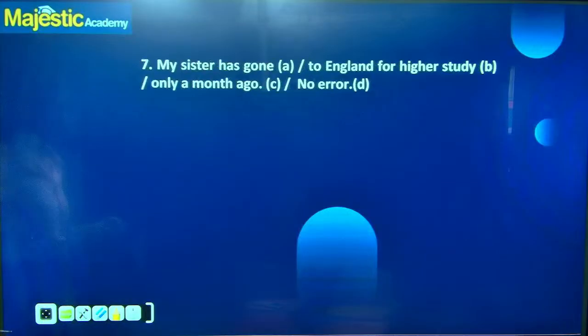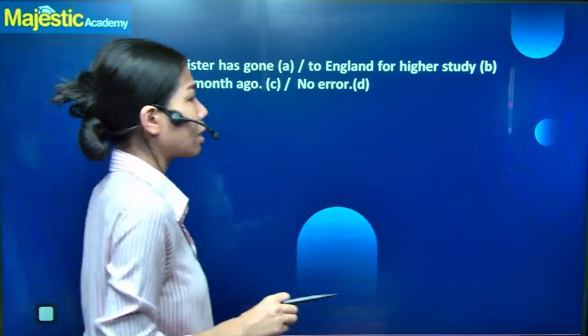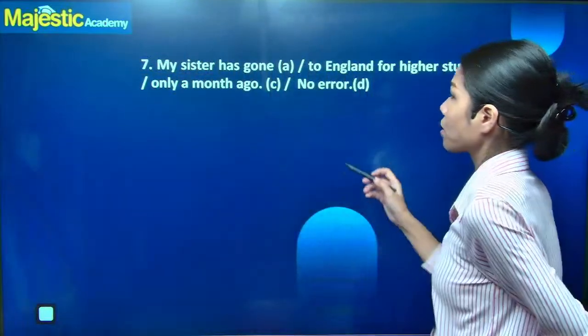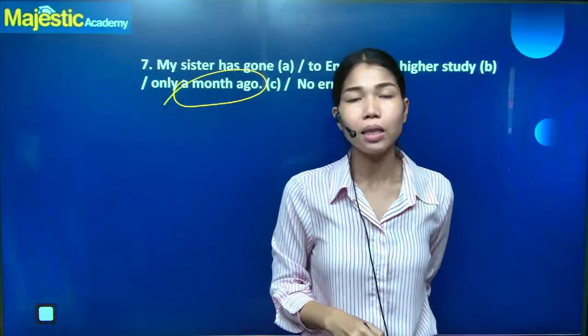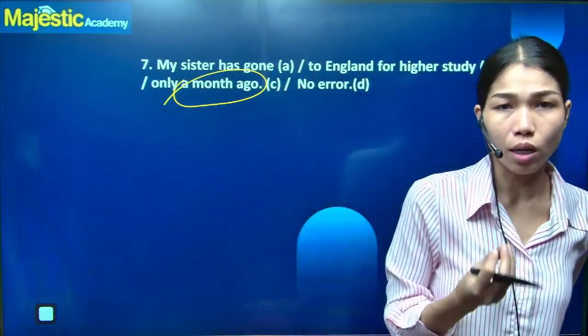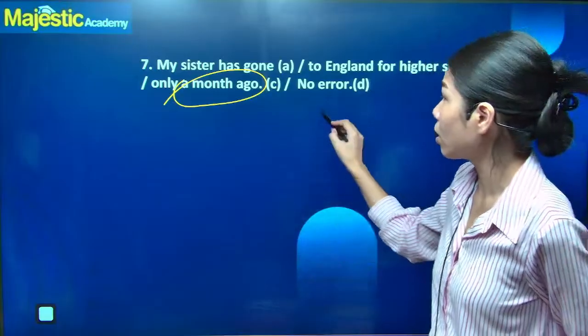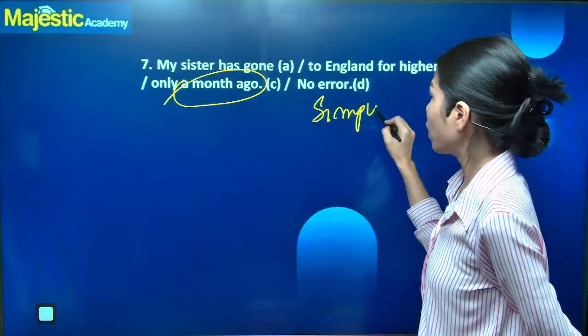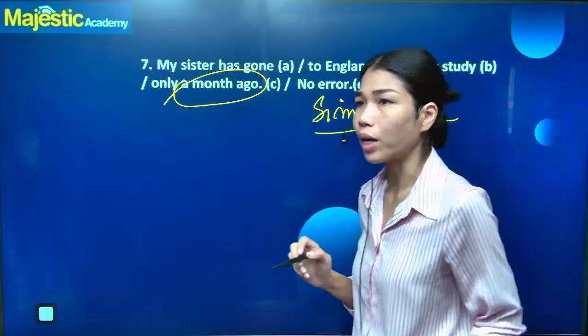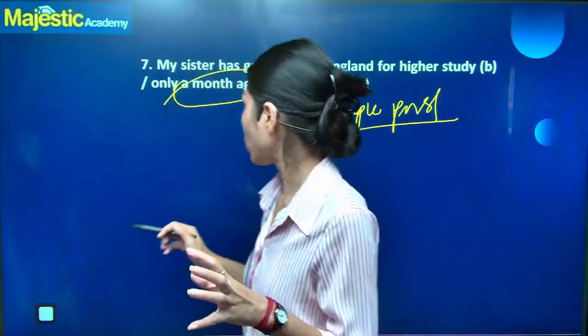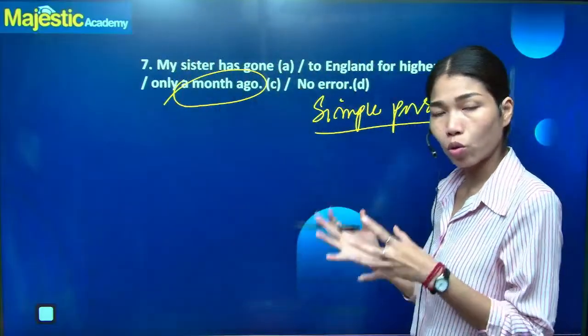Let's move to the next question, question number 7. My sister has gone to England for higher study only a month ago. Now again, the question has a keyword, that is a month ago. So again, this kind of question gives you an indication that your sentence has to be in simple past. There are some keywords through which we can find the answers within seconds. Okay? So again, a month ago means we have to put the sentence in simple past.